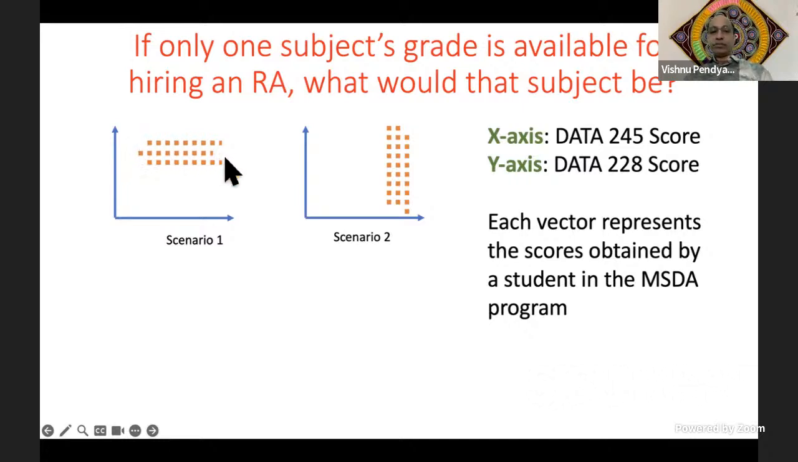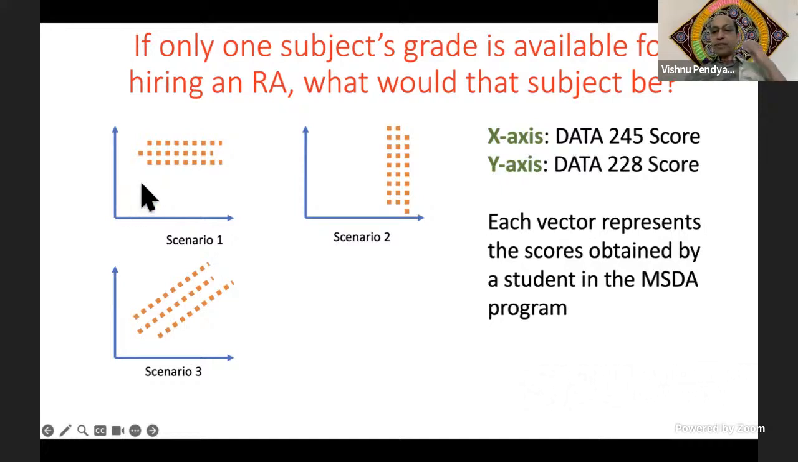Now for scenario 2, I will choose 228 because that's where the students varied the most. In data 245, the students scored pretty much the same. Now scenario 3, I'll still go with the variance. If you have observed carefully, I've been going with the direction of the variance. So the direction of the variance was horizontal in scenario 1, vertical in scenario 2, and in scenario 3 it is slanted. So I'll still go with the direction of the variance, right?